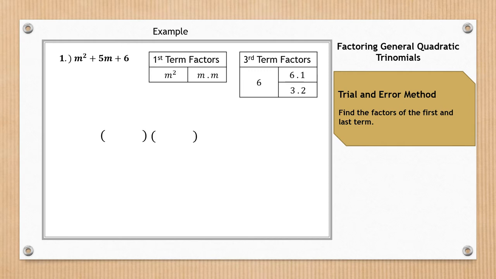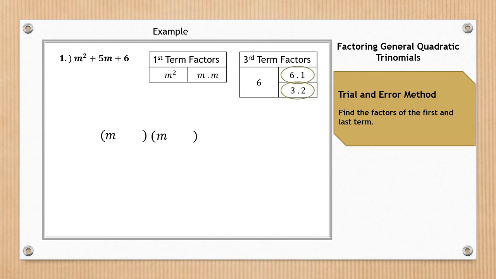Because, yung gagawin nating class, these factors, m times m, okay, factors of the first term, ilalagay natin dyan. Okay? So, you write down those two factors. Okay? So, that is m times m. Okay? So, next. Dito na naman tayo sa ating factors ng last term. Plus, there are two factors.